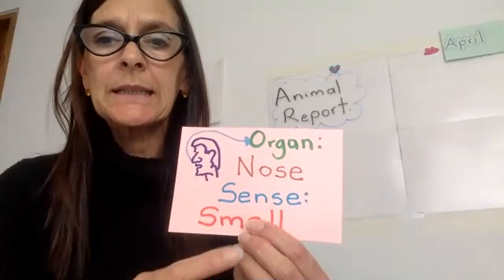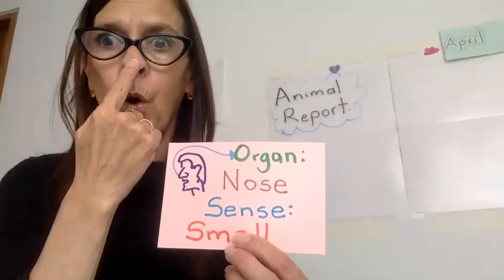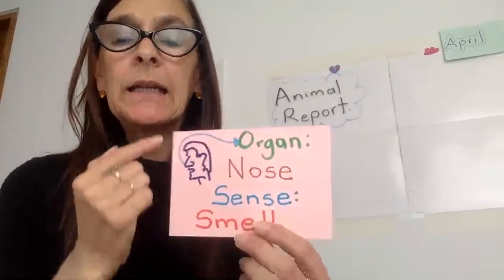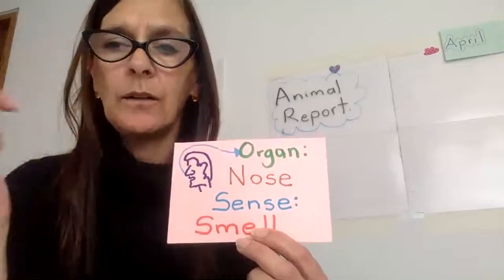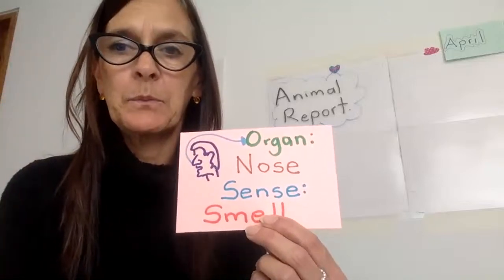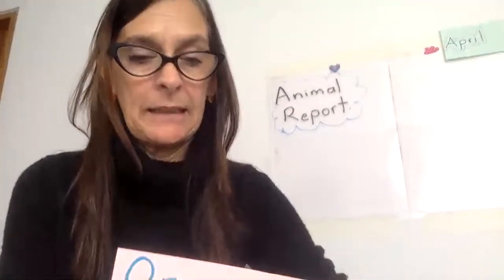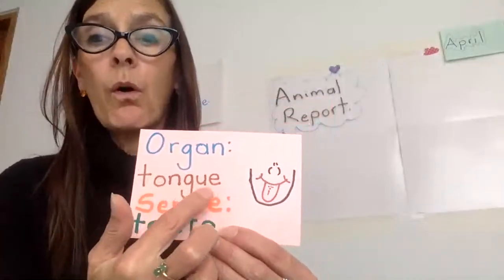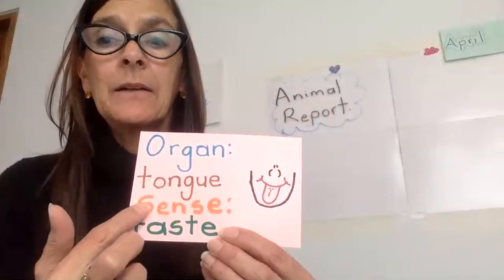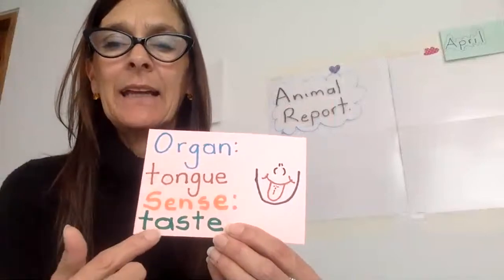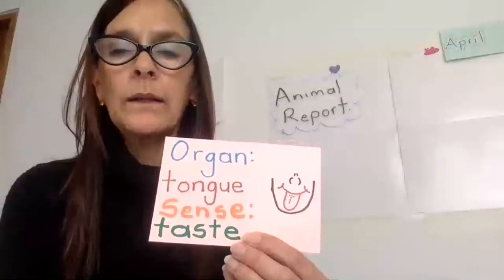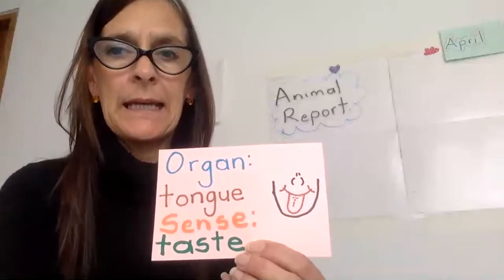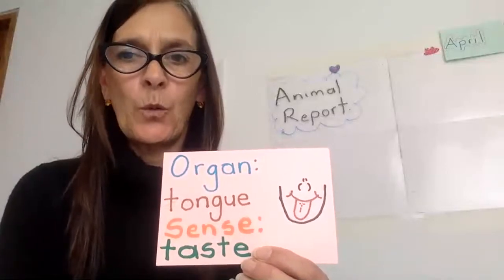The other one is the organ of the nose, and I can smell everything. And the last one is the organ of the tongue, and the sense is that I can taste all the food that I eat. Okay?